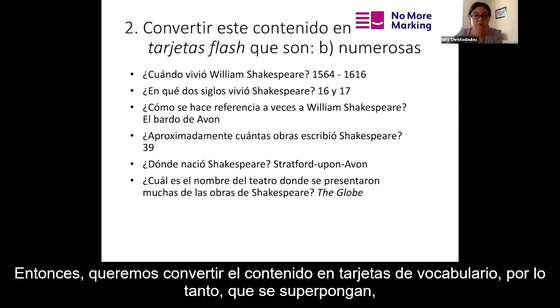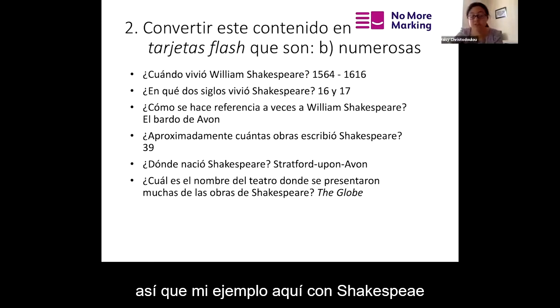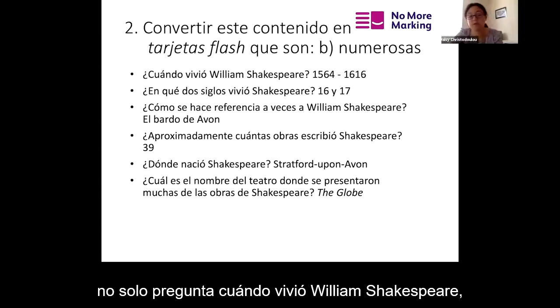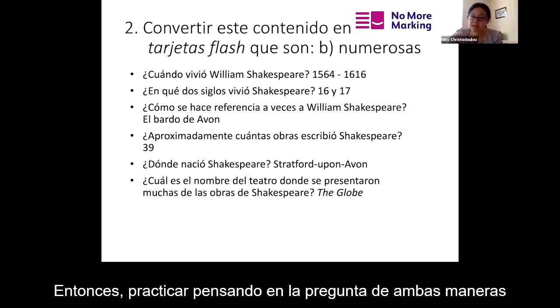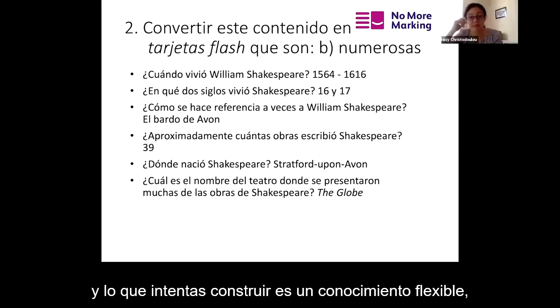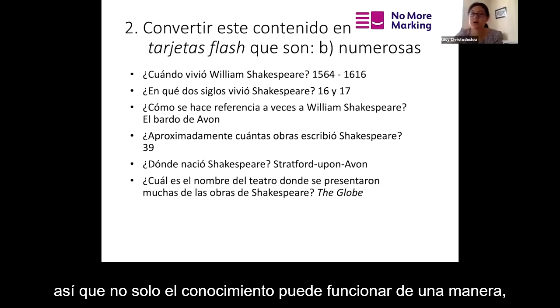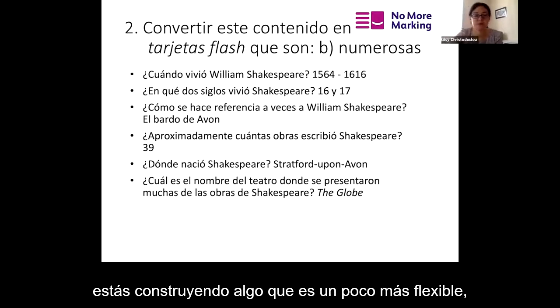And so you want to turn the content into flashcards that are overlapping. My example here with Shakespeare would be, you're not just asking when did William Shakespeare live, but you can also say which famous playwright lived from then. So you're getting practice at thinking about the question in both ways. And the thing about that is you're trying to build a sort of flexible knowledge. It's not just knowledge that can only work in one way. You're building something a bit more flexible.